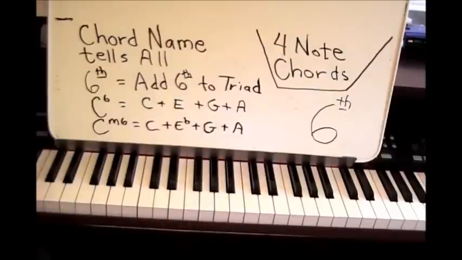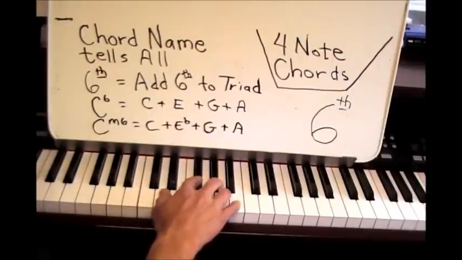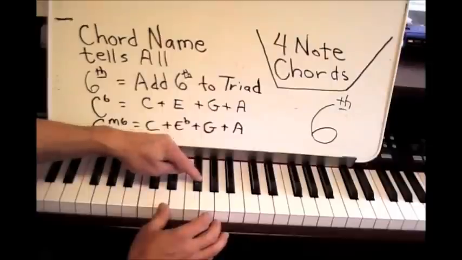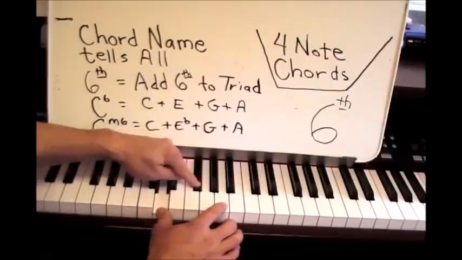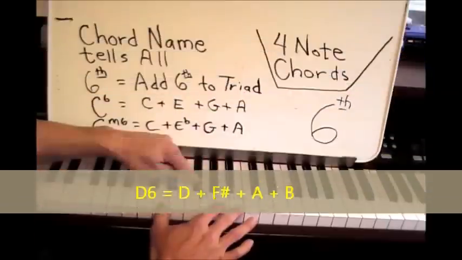If you want to build a sixth chord on any major or minor chord, just start with the triad and then add the sixth note from that scale. So for example, with the D, let's say they wanted a D6. That means a D major 6. So D major, D, F sharp, and A. The sixth note from the scale is B natural. So here's what it sounds like.